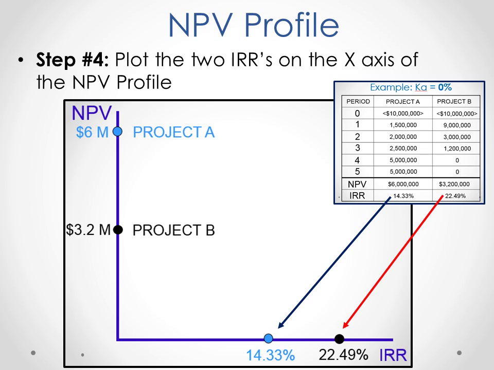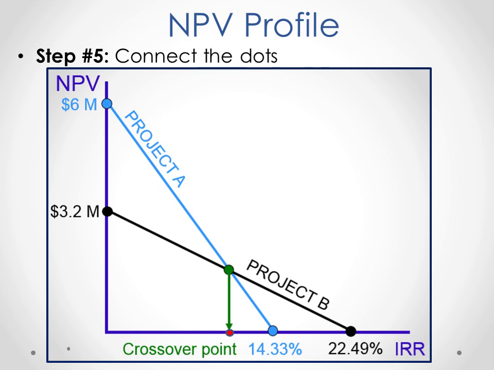Step 4 is now to take the internal rates of return of these two projects and to plot them on the x-axis. For example, the internal rate of return for project A is 14.33%, so we plot that, and also the internal rate of return for project B is 22.49%, so we plot that. Step 5, we just connect the dots. So you connect the $6 million net present value with a 14.33% internal rate of return for project A, and we connect the $3.2 million net present value for project B with its internal rate of return of 22.49%.